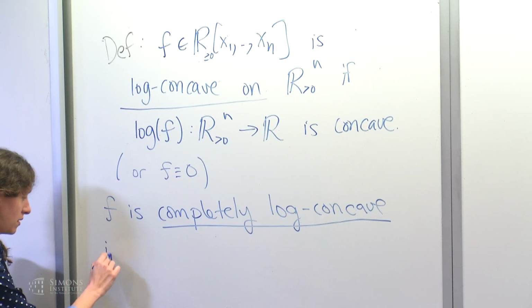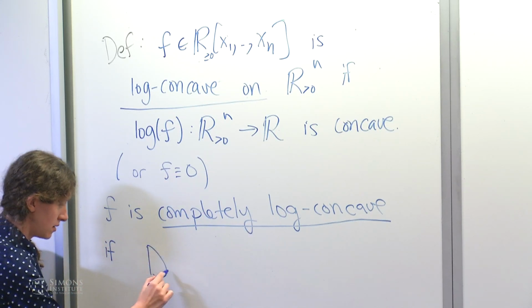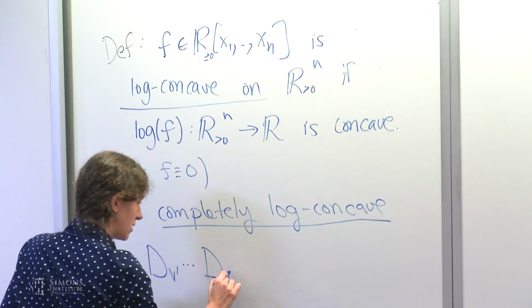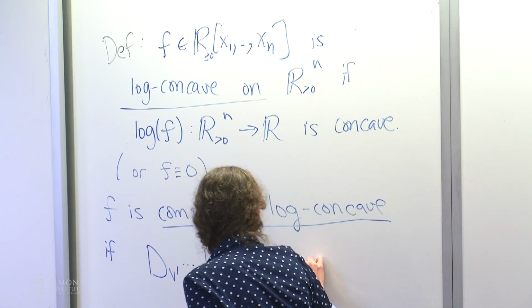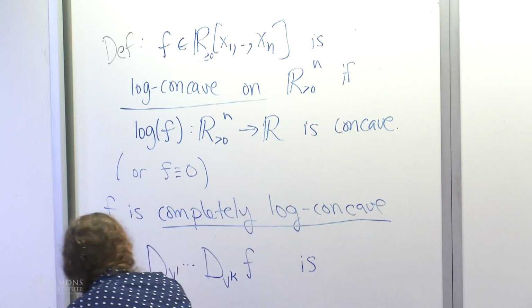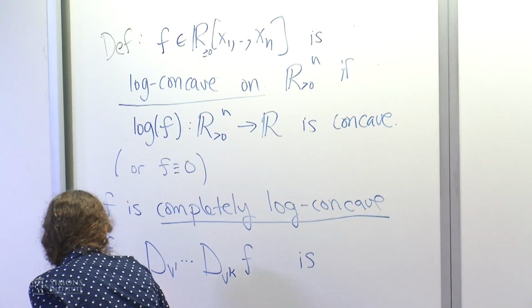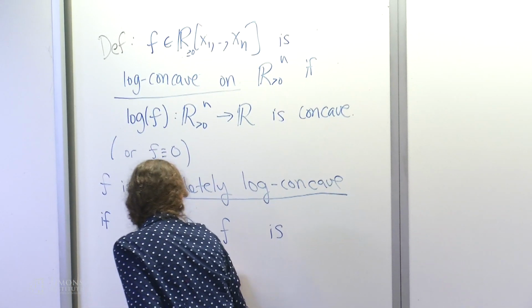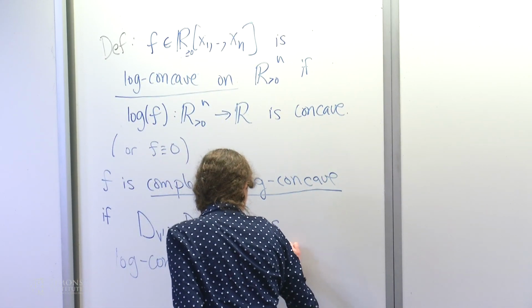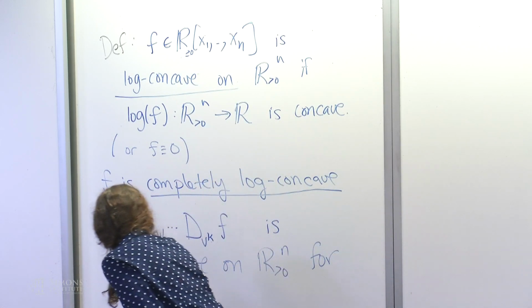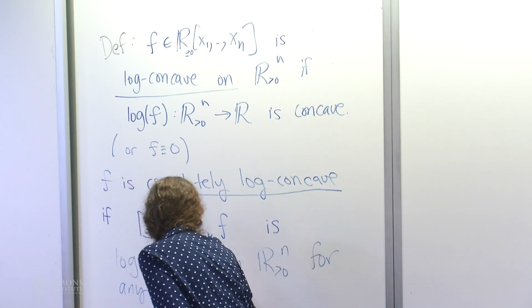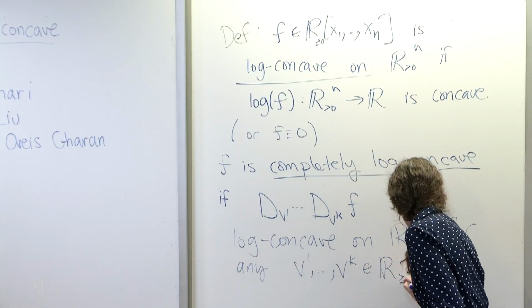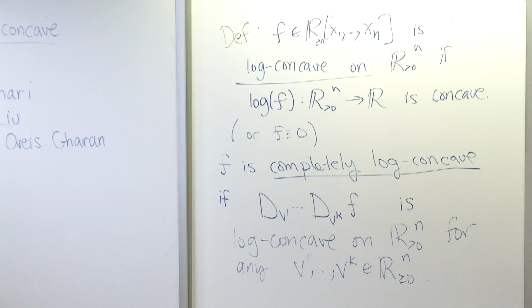So pick k vectors, for any non-negative vectors e1 through ek in the non-negative orthant, the resulting polynomial is log concave on the positive orthant. And here what I mean by this differential operator is exactly this.